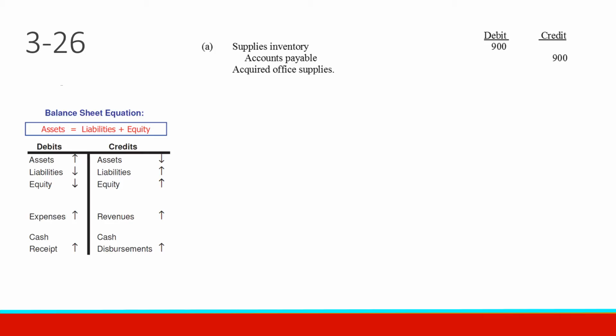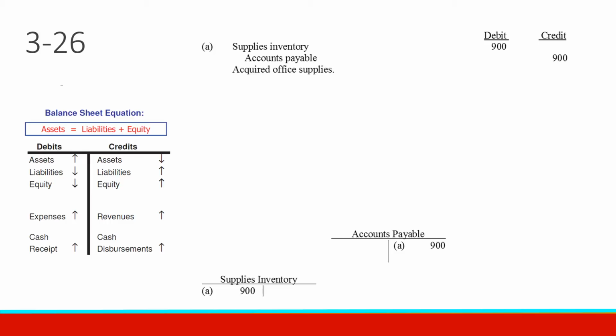Let's go over to the chart. If an asset goes up, it's a debit. That's right. We bought supplies inventory. It went up. And now let's look at the credit. Accounts payable. That's a liability. We go over, yes, a liability went up. Yes, we owe more now, $900 more to suppliers than we did before. And now what's written on the very bottom line there is acquired office supplies, which is the description.